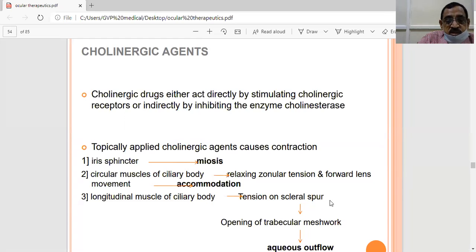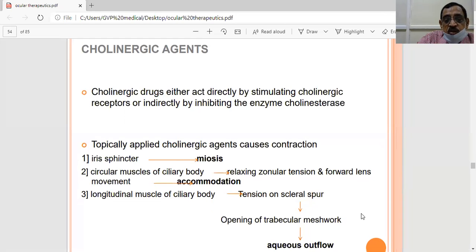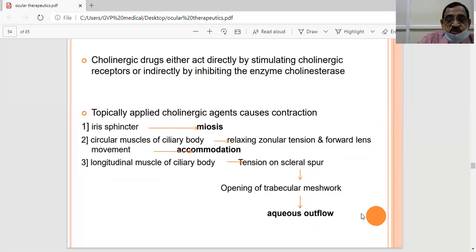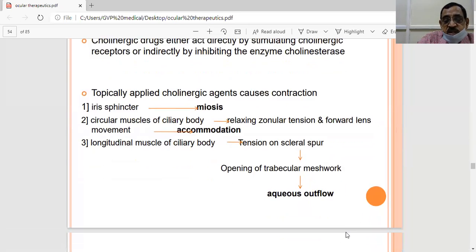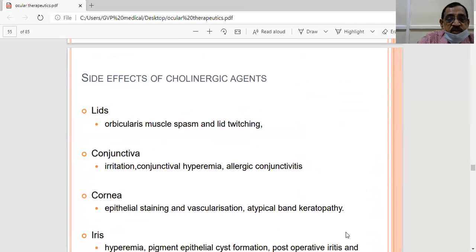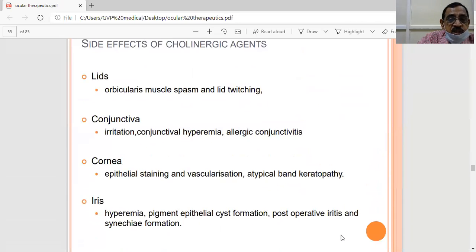Longitudinal muscle of ciliary body, tension on the scleral spur, opens up the trabecular meshwork, and aqueous flow is increased. Side effects of cholinergic agents: the lids, orbicularis muscle spasm and twitching can occur, and conjunctival irritation, conjunctival hyperemia, and allergic conjunctivitis can occur. Cornea, epithelial staining and vascularization, atypical band keratopathy can also occur.